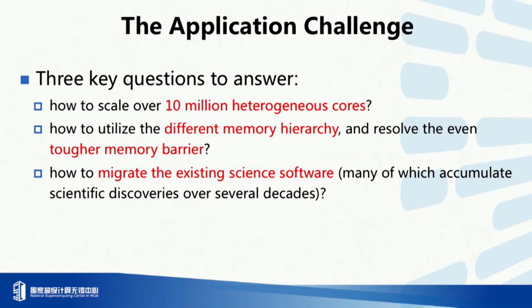So Taihu Light is the first system in the world with a parallel scale of over 10 million cores. So for your application, for your algorithm, how can you actually design it to scale to this level of parallelism? And also, how do you utilize this different memory hierarchy? We don't have a cache for everyone, and we have a relatively limited memory bandwidth and memory size. So how do you deal with that?